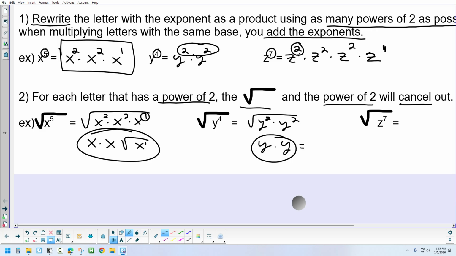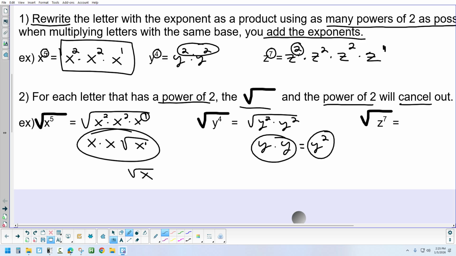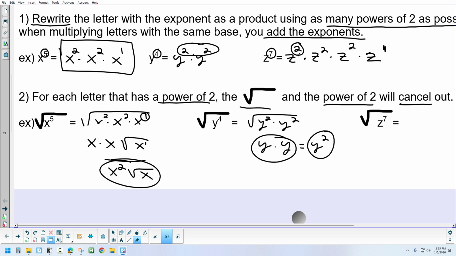When you multiply y times y, what do you get? Y to the what? Second. Yep. That's probably how they want the final answer on IXL. So I guess we could do the same thing here. The square root of x is going to stay. But what's x times x? X to the power of 2. So I think on the IXL, they would want it the bottom way that I circled.